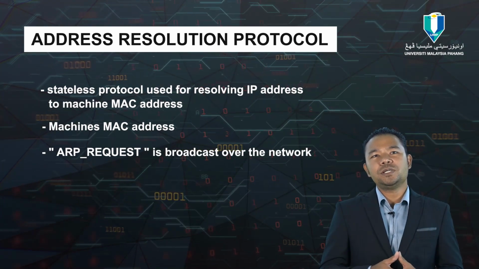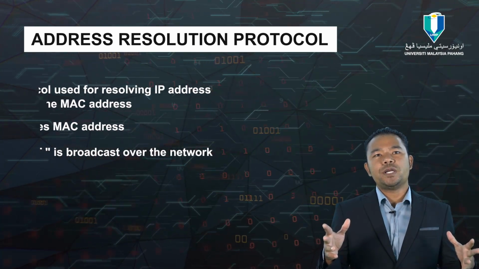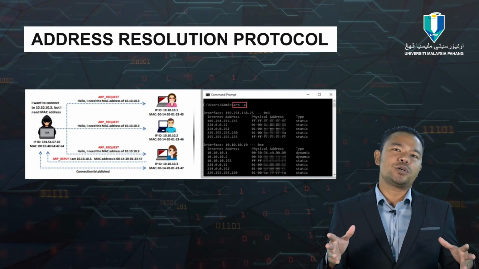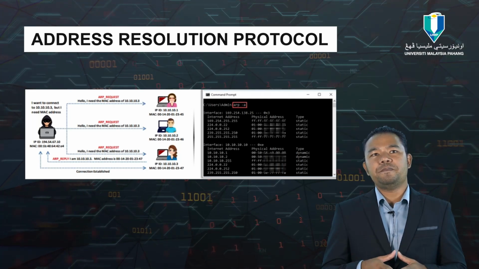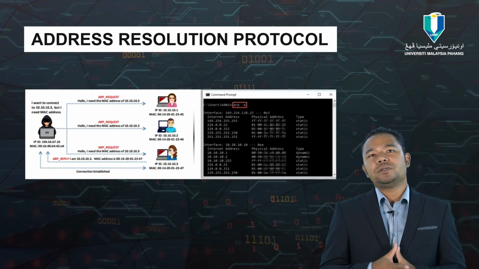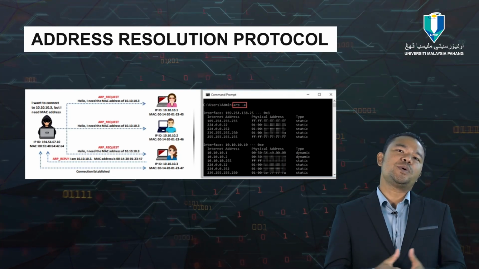All machines on the network will compare this IP address to their own IP address. If one of the machines on the network identifies with this IP address, it will respond to the ARP request with its IP address and MAC address. The requesting machine will store the address in the ARP table and start the communication. This is an example of how ARP works.